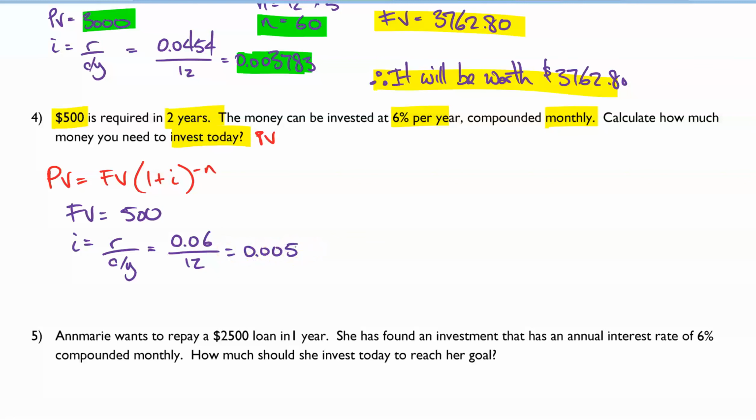And then we also need the n value, which we're going to plug in as a negative. n is equal to your compounds per year times the number of years you want to go for. In this case, we are compounding 12 times a year, and we are going to go for 2 years. 24 total compounds are going to happen. Take all these values, plug it in. It should look like this.